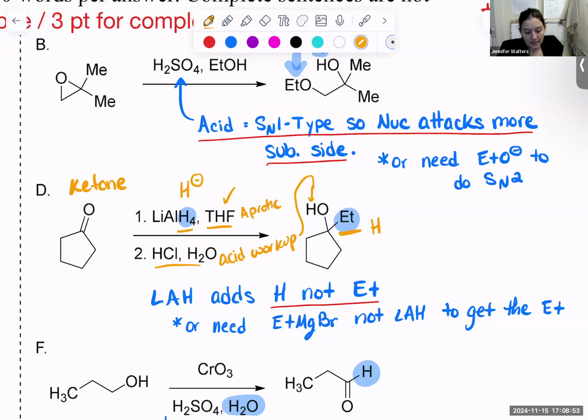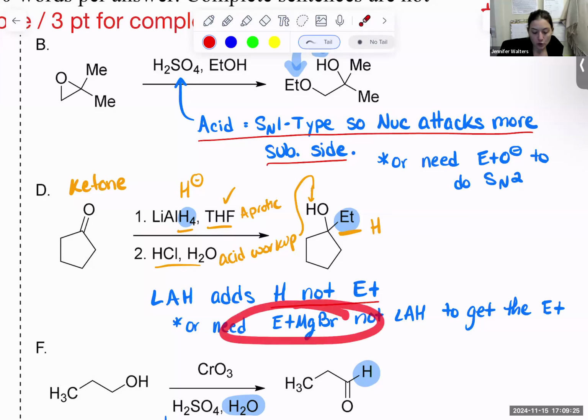So I was looking for you to identify that the elements or the groups were not correct. So if you said that it needed to be hydrogen, not ethyl, then that got full credit. If you just said, you know, ethyl is wrong, then that only received partial credit because you didn't tell me the actual error is that lithium aluminum hydride does not add ethyls. That's the problem: lithium aluminum hydride is adding hydrogen, not ethyl. So that's what got it complete.